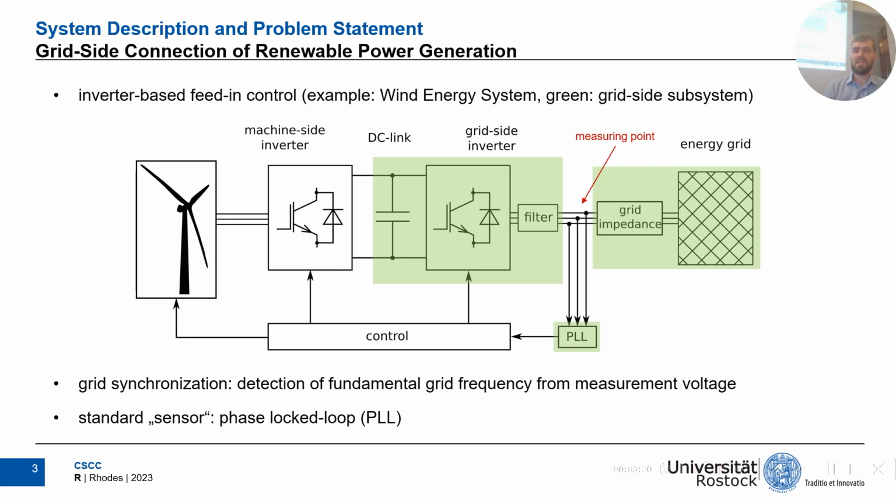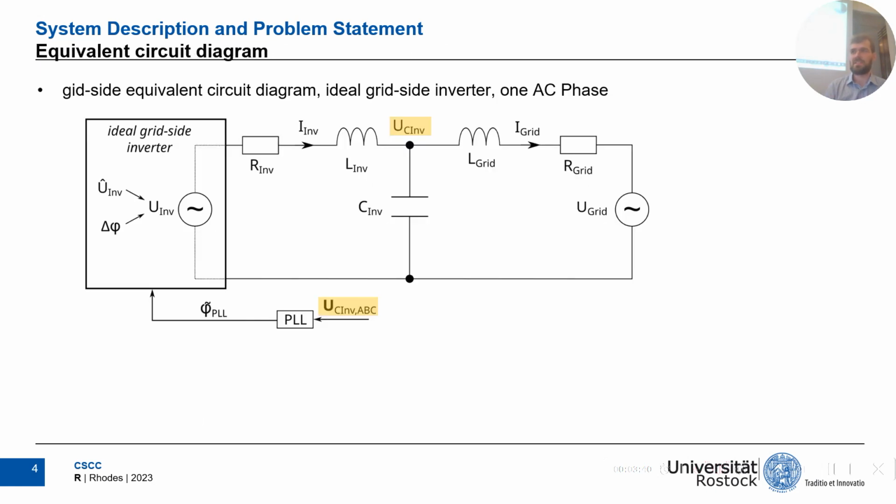successful. Now, to dive a bit deeper into this system, let's look at the grid-side subsystem, which is highlighted in green here. On the next slide, there's a circuit diagram that is the basis of the model equations we use. Here, the grid-side inverter is reduced to an ideal grid-side inverter, which is just a voltage source that outputs a sinusoidal voltage with a tunable amplitude and phase lead of this form. The amplitude and this phase lead are highlighted here because we consider them as control inputs.